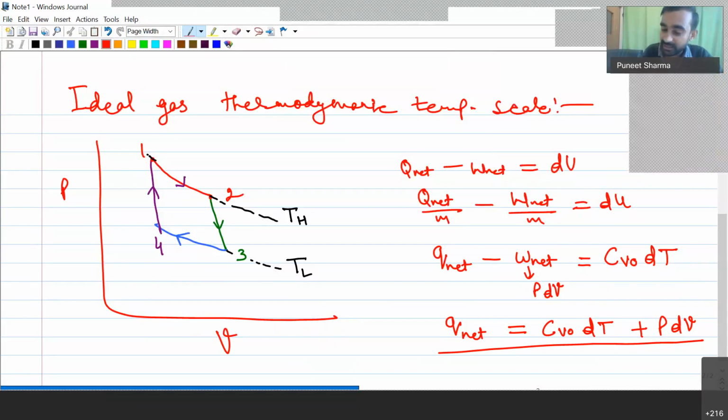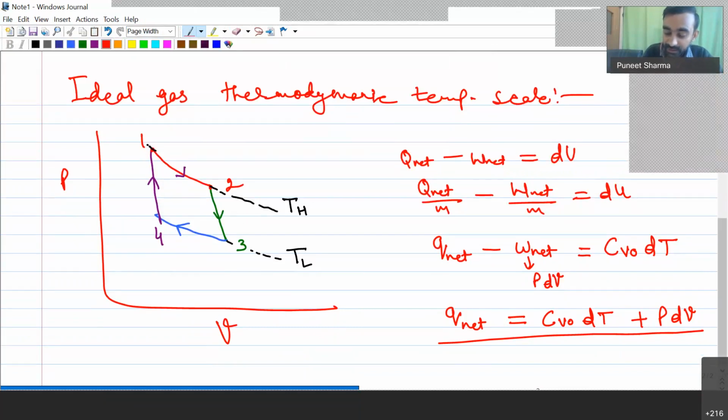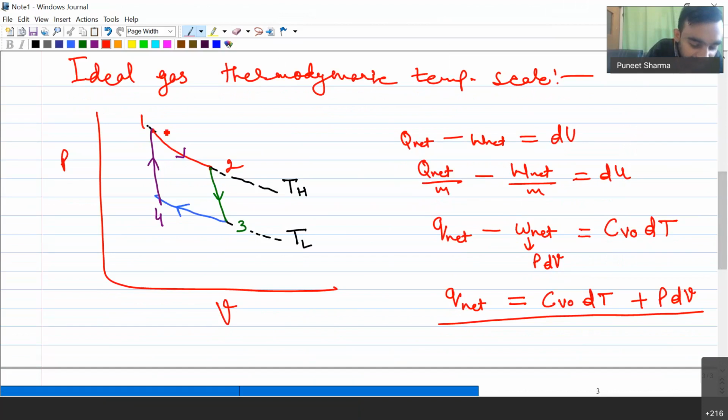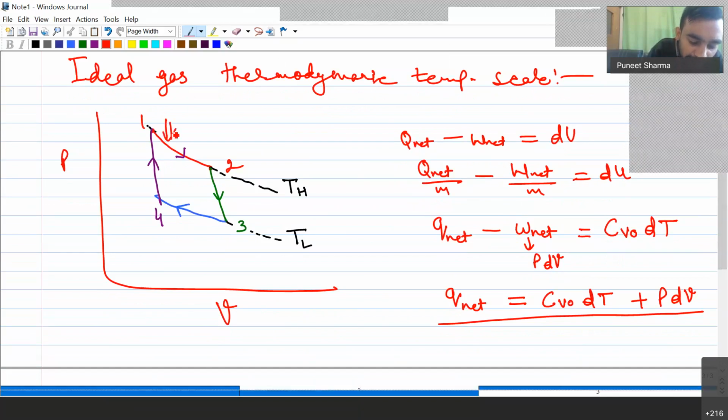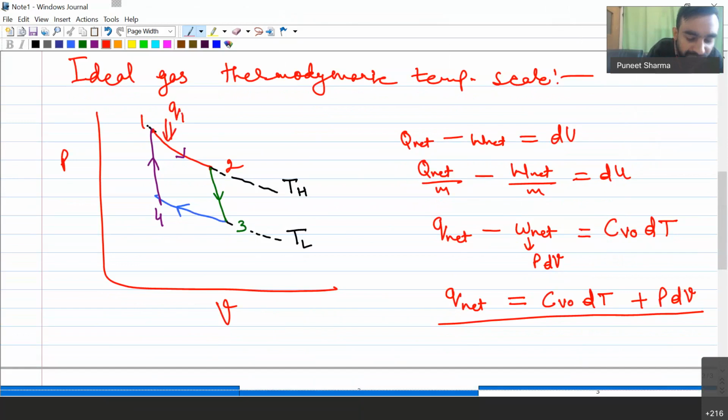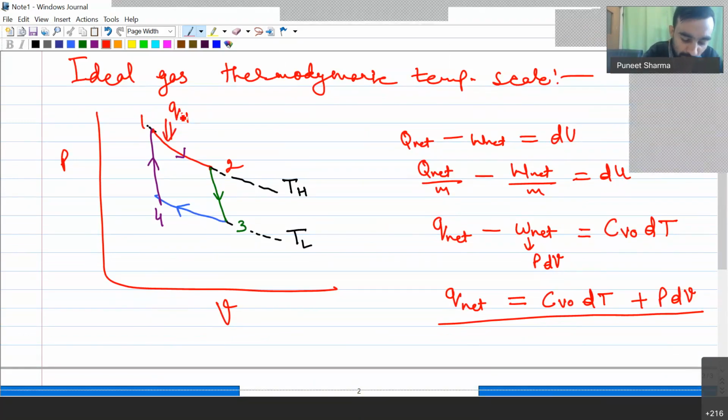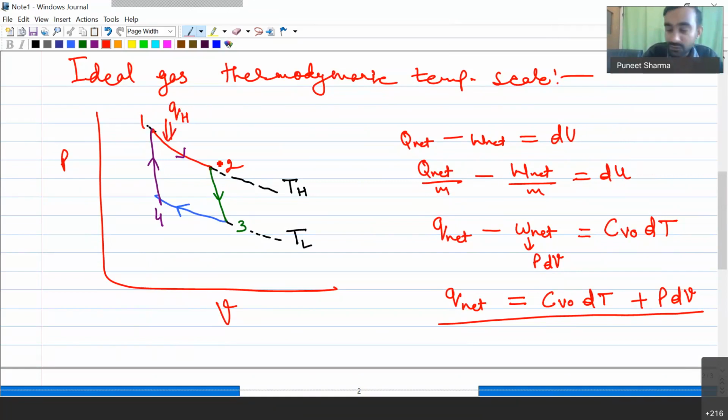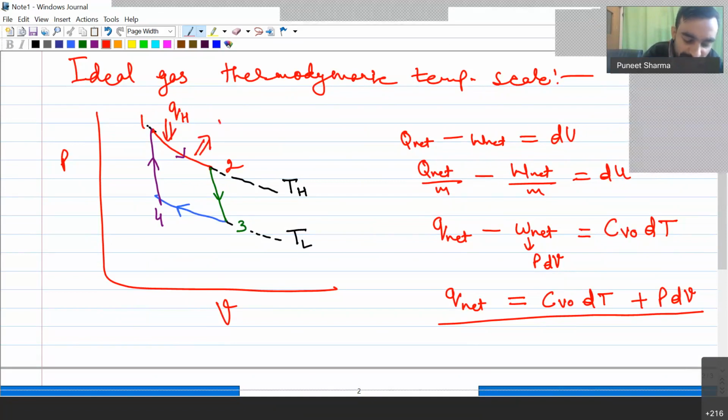Okay, so now if I apply this particular equation for process number 1 to 2, you can see that we will be adding a certain amount of heat. Let me call that amount of heat added on a per unit mass basis as small QH. And during this time our volume is changing from 1 to 2. So obviously we will have some work interaction also, W1 to 2, and that work interaction will be nothing but equal to the integral of P dV.